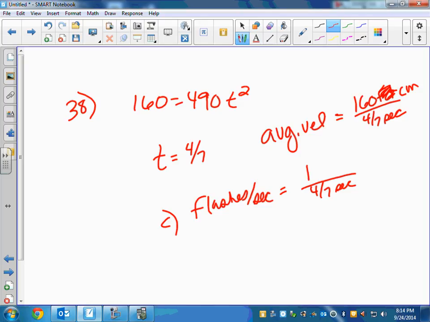You just take that there were 16 flashes, and it took 4/7 seconds for that to happen, and then you can get how many flashes per second. Again, some silly stuff there, but I just wanted to help you on some more from 3-3, or whatever section this is, 3-4 day 1.